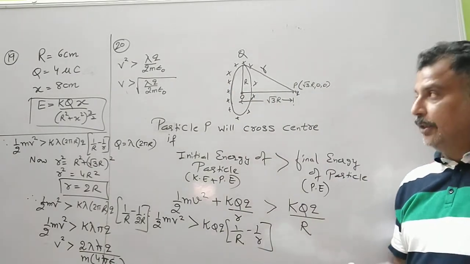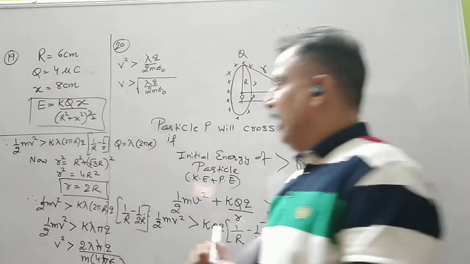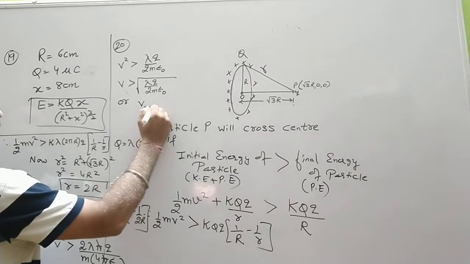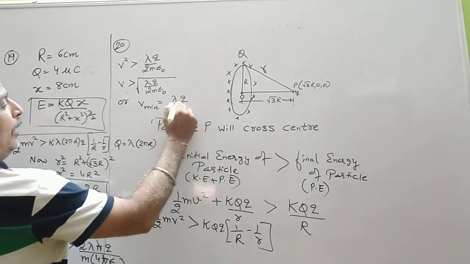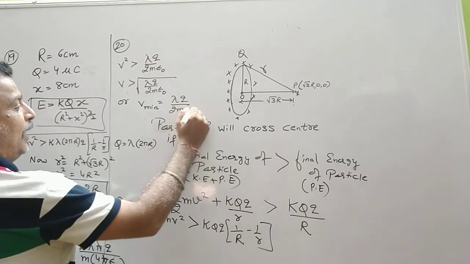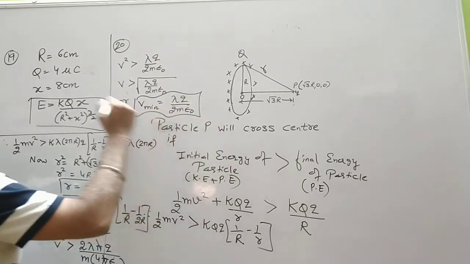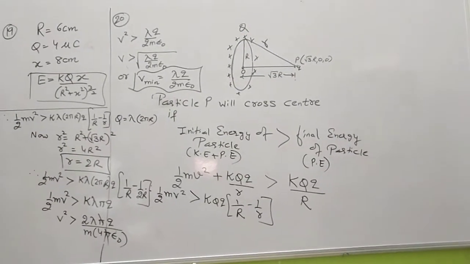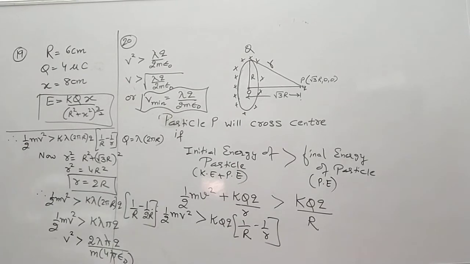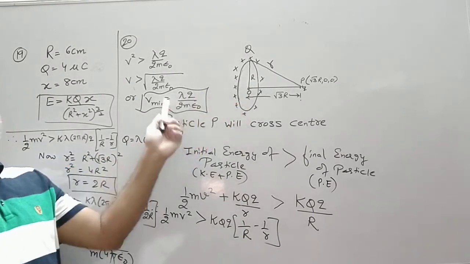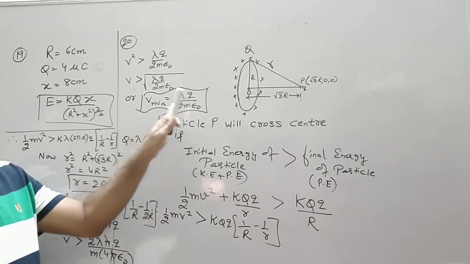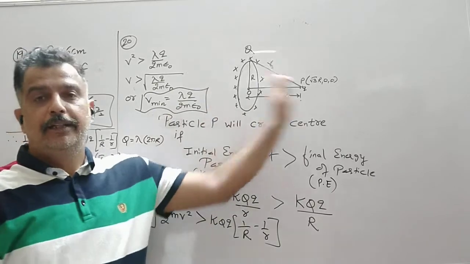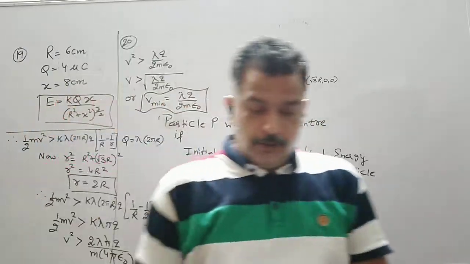But the question is, what should be the minimum value? So we can say the v minimum should be equal to under root lambda q upon 2m epsilon naught. So this is the minimum value with which a particle should be projected so that it crosses the center. And if the speed is less than this value, the particle will be repelled away.